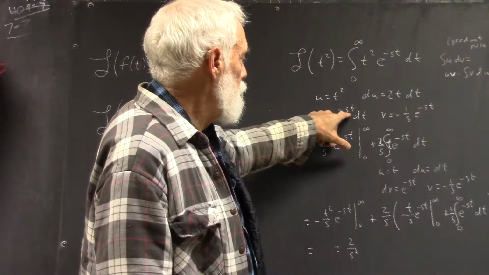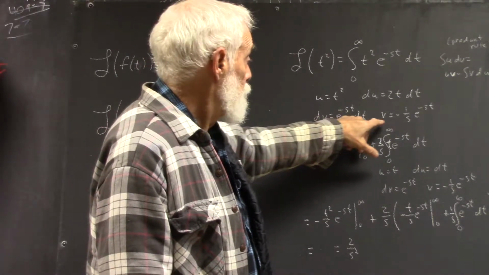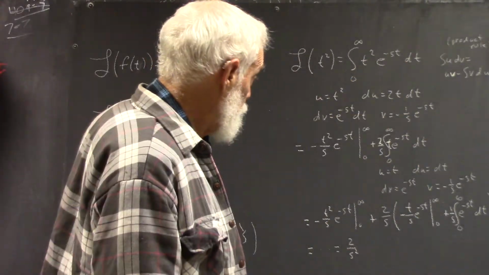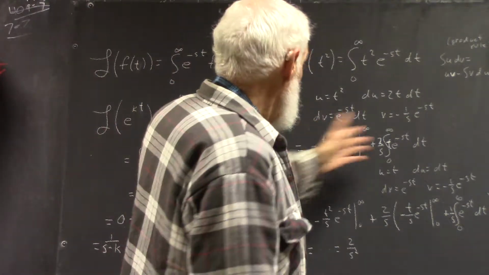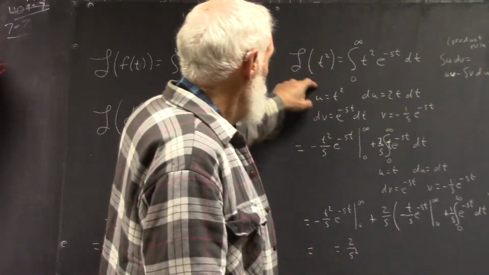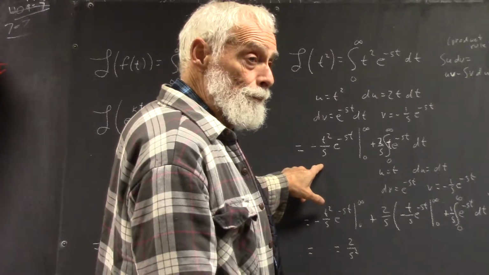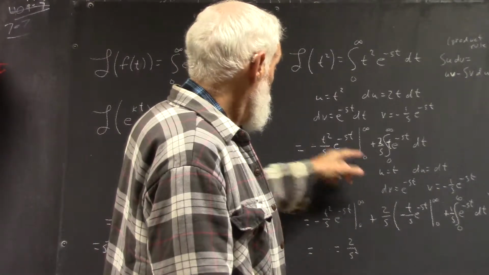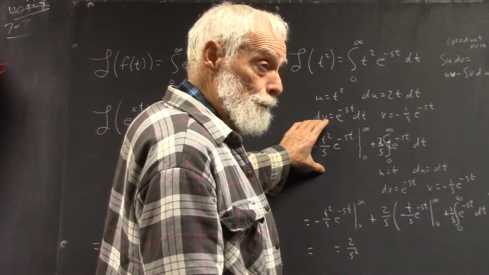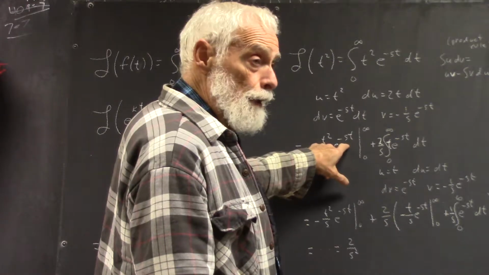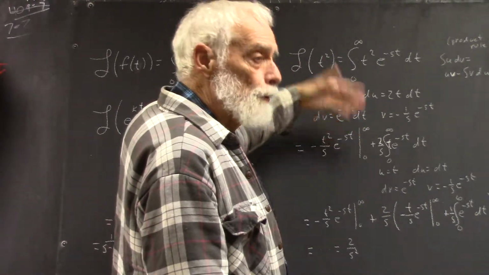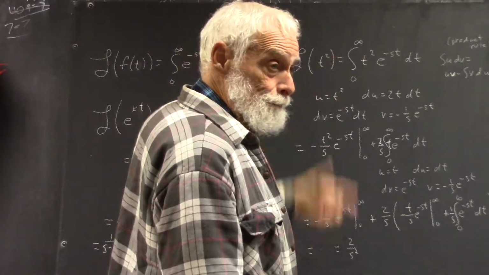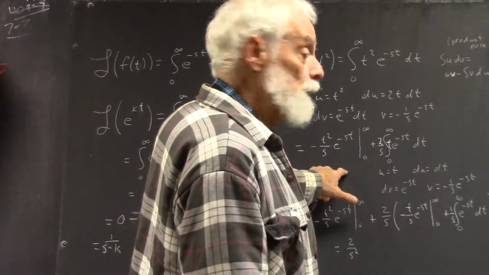Your dv is going to be your e to the negative st dt, and v is going to be the obvious antiderivative, negative 1 over s e to the negative st. And you then do your uv, which is going to be this times this. There it is. It's evaluated between 0 and infinity, and you'll notice that at 0, t squared is 0, making this 0. And at infinity, as t approaches infinity, e to the negative st rapidly approaches 0, so that's going to just go away. It's going to be 0 at both limits, so you're just going to get a 0 out of it.